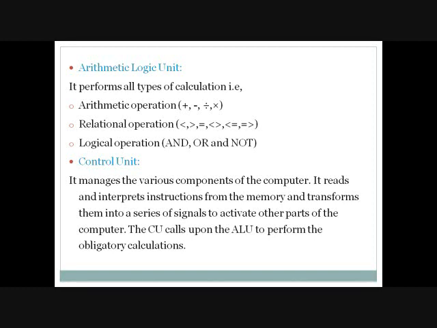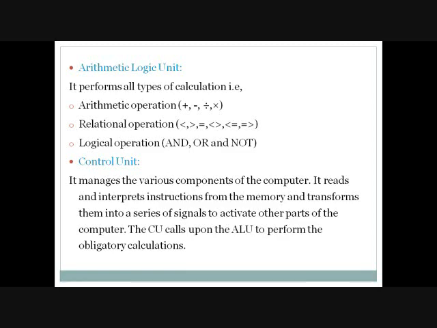For example, when we give an input to add 2 numbers, these 2 numbers are sent from the keyboard to the memory of the computer or CPU. From memory, they are further sent to the ALU for addition. It means processing. The ALU performs the calculation and sends it back to the memory.